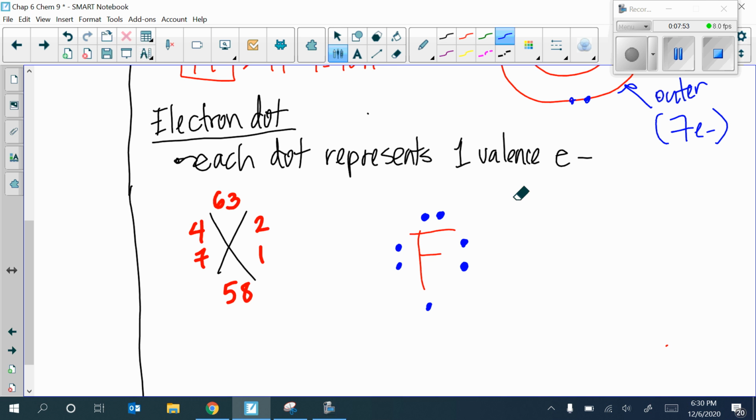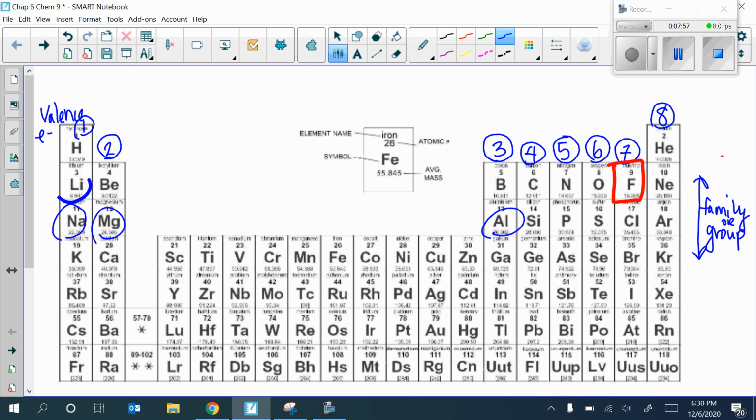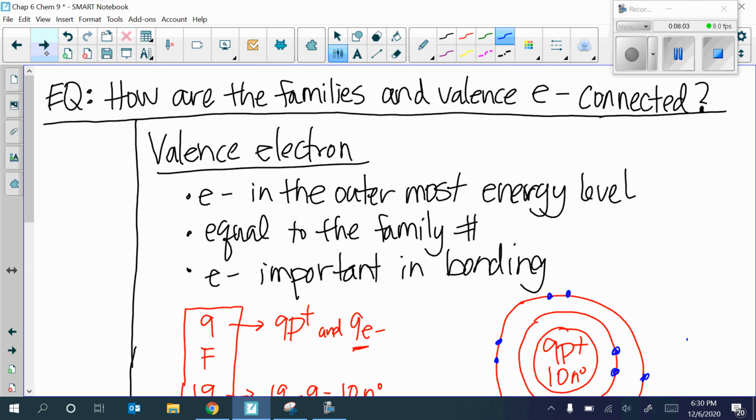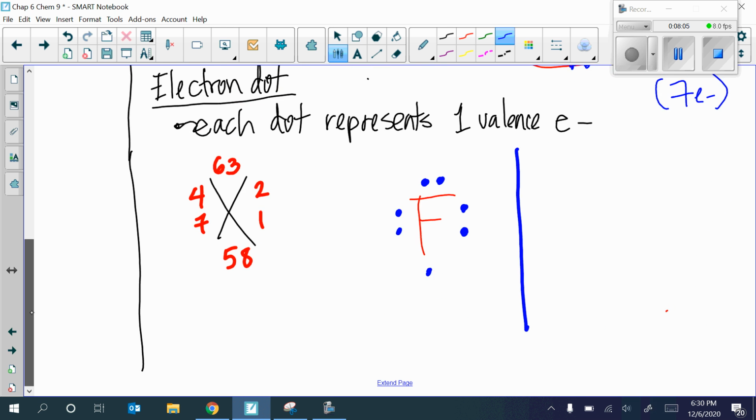So if we take a look at lithium, let's go back to our periodic chart. Here's lithium right here. I'm in family 1, so it has 1 valence electron. So that's all I would do to draw its electron dot diagram, is I would draw the element Li, and then it has 1 valence electron. That's it, okay? And then we're going to talk about how these things are going to bond together.